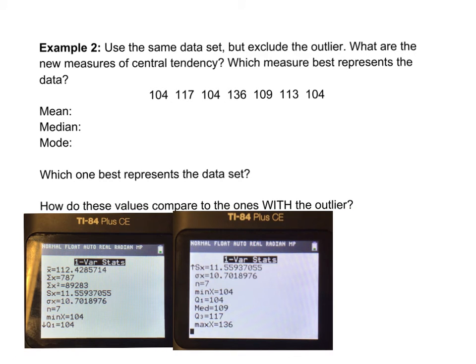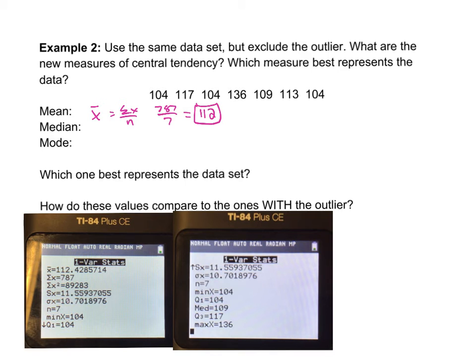So remember, hopefully we should be getting these numbers after the one-var stats. If you didn't, make sure you go back and rewind and watch how to do that. But what we're looking for, again, is our x bar. That is going to be, again, that summation over our n. This is telling us we add them all up. That was our 787. There are now only 7 pieces of data, and that is going to tell us it's going to be 112, if we round. So that would be our mean.